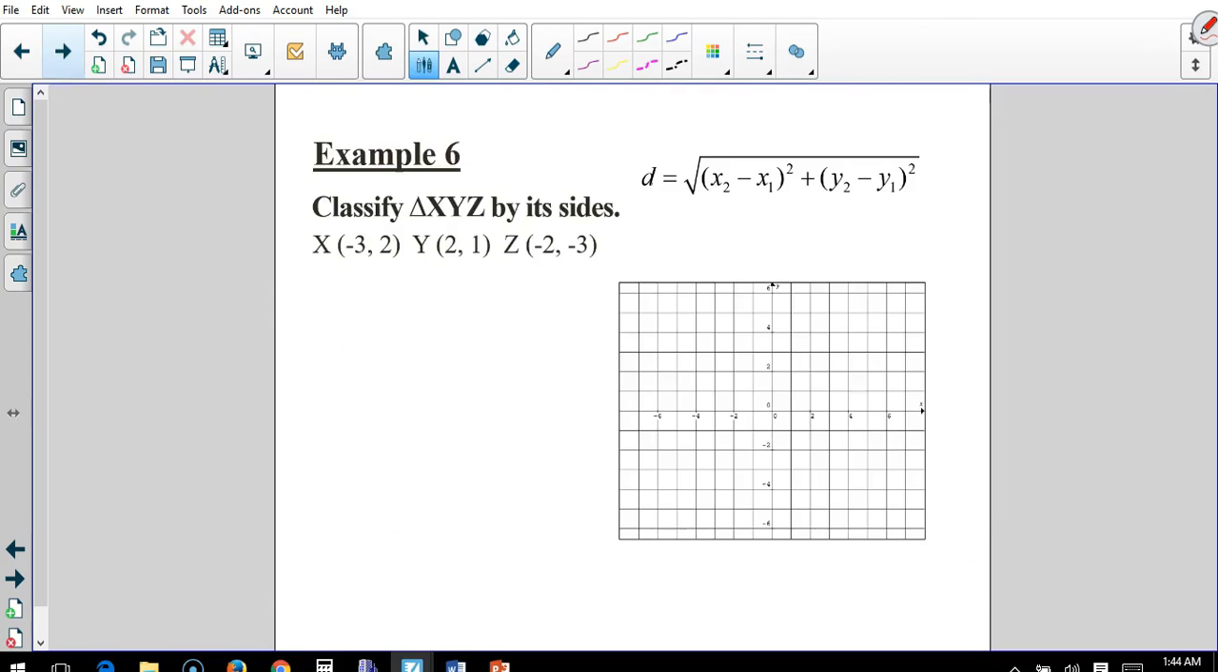Example 6. This, if you remember, is the distance formula. So what we're going to do is we could put this on the grid, we don't have to. So -3, -2, very hard to read, but this is -3, +2 is right here, that's x. And 2, comma 1 is y. And -2, -3 is z.